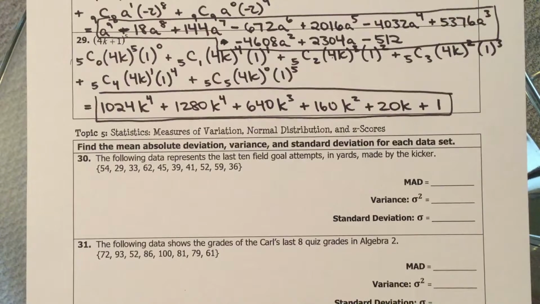We've got some stat stuff, measures of variation, normal distributions, and z-scores. All right, so number 30. So we have 10 field goal attempts made by the kicker. So with these ones, we want to figure out what the mean is, and just mentally knowing that, we can figure out what all of these values are.